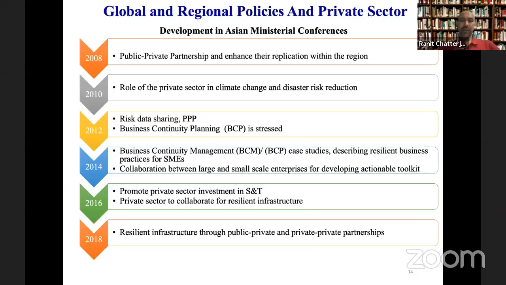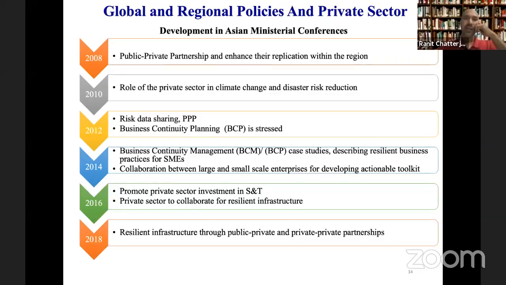And I'm just trying to list out how the private sector commitments have actually evolved. If you see, in 2008, that was the first time there were these Asian Ministerial Conferences, and I'm sure many of you would know. It happened in India in 2016. This year, it was supposed to happen in Brisbane. It got cancelled because of COVID-19.